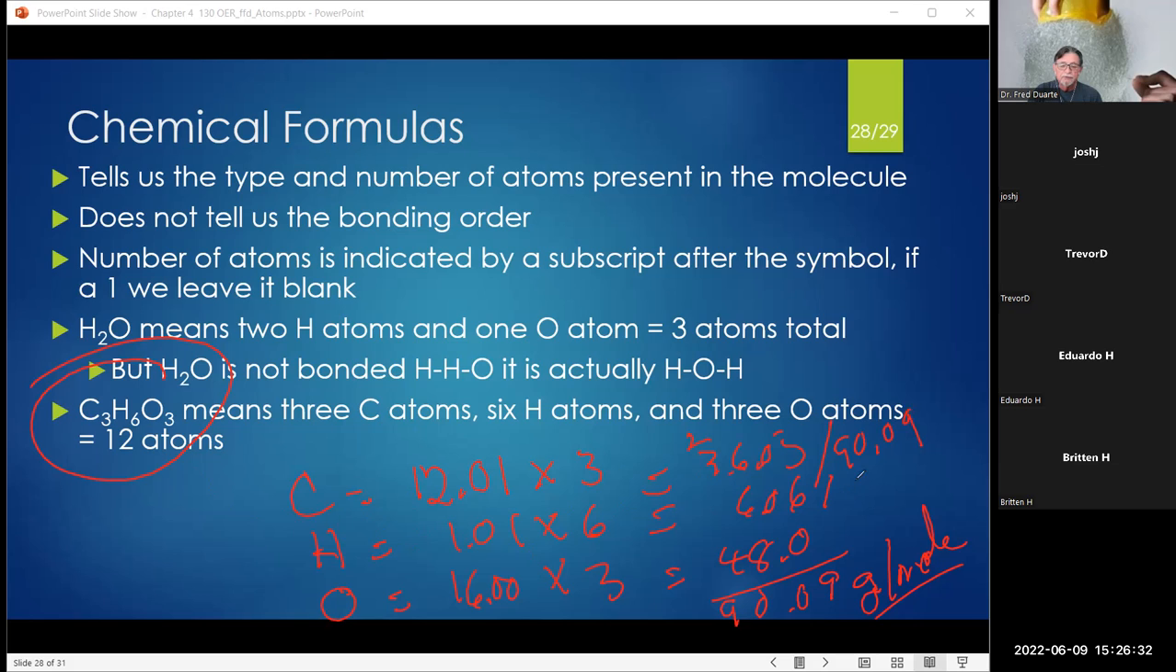Take the 6.03 divided by 90.09. Take the 48, divide that by 90.09. Multiply everybody by 100, and I get a percentage composition. And now I know the percentage composition for this particular compound, which is very unique for that compound. Okay, we're going to have some examples of that.